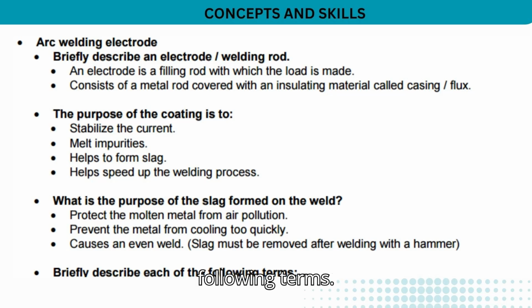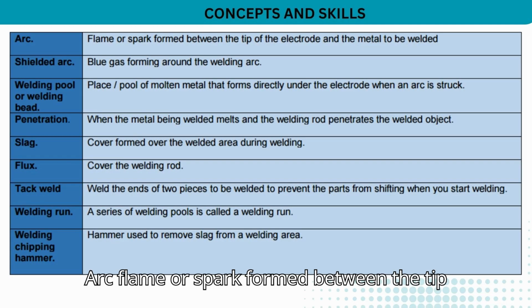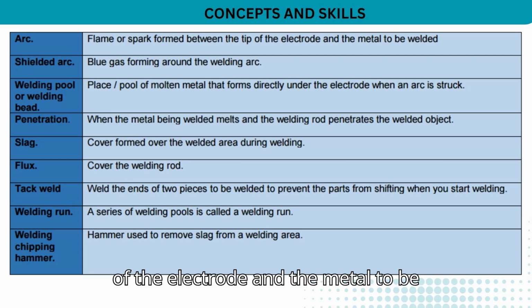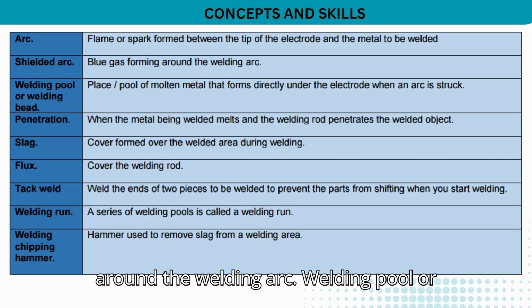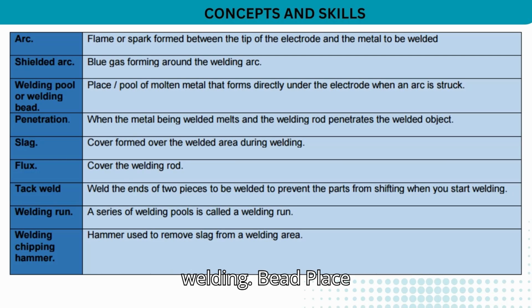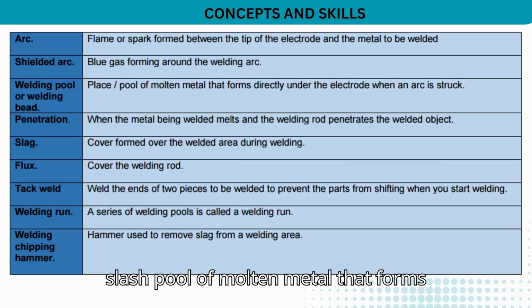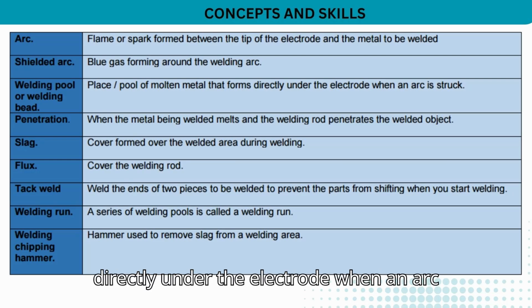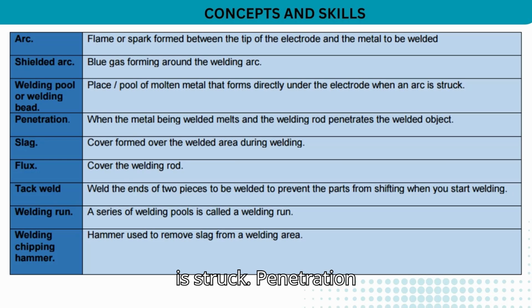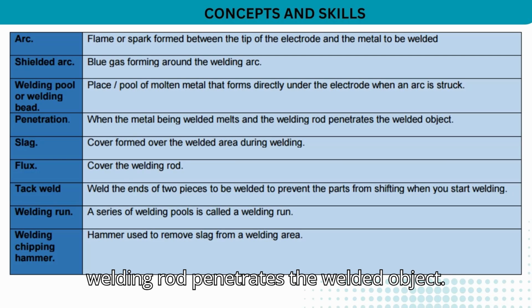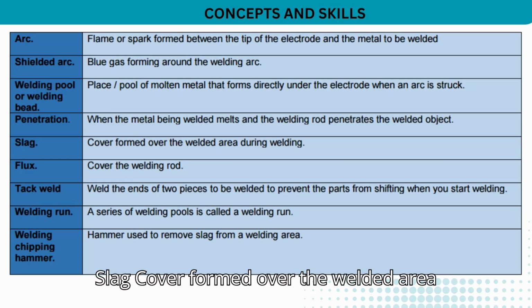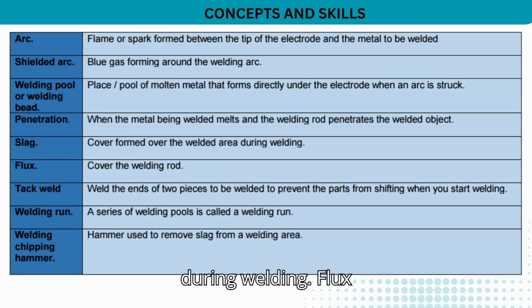Briefly describe each of the following terms. Arc: flame or spark formed between the tip of the electrode and the metal to be welded. Shielded arc: blue gas forming around the welding arc. Welding pool or welding bead: place/pool of molten metal that forms directly under the electrode when an arc is struck. Penetration: when the metal being welded melts and the welding rod penetrates the welded object. Slag: cover formed over the welded area during welding.